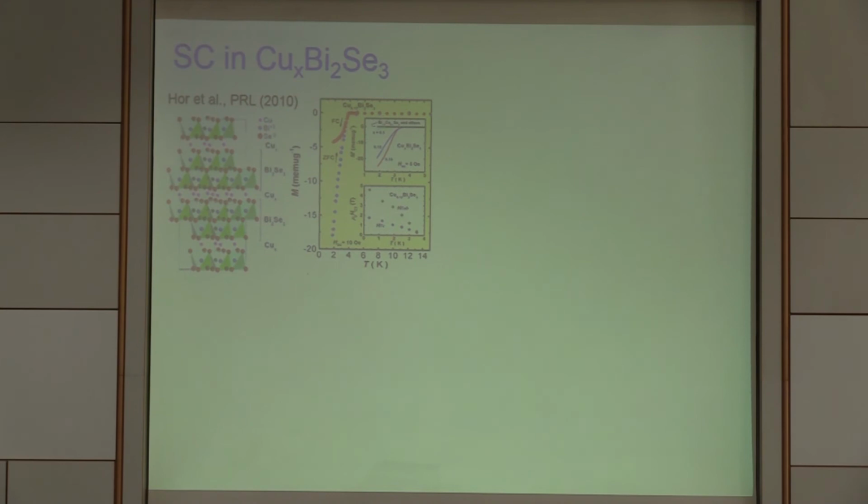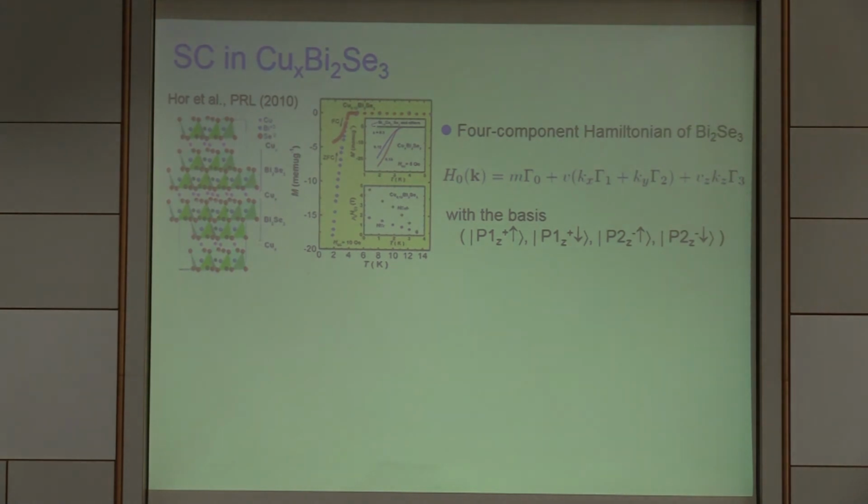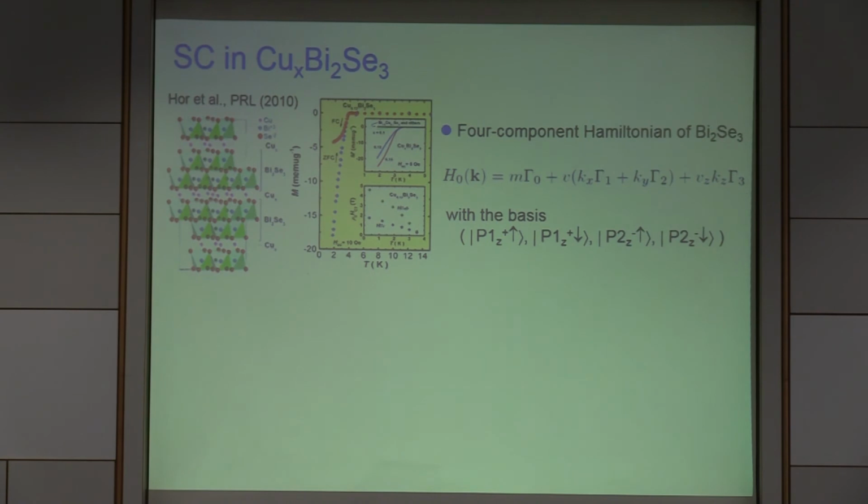And the candidate material to realize such a time reversal invariant 3D topological superconducting state has been copper bismuth selenide. And the reason that this material is a promising candidate is the following. This is a normal state Hamiltonian of bismuth selenide. This Hamiltonian is essentially a gapped 3D Dirac Hamiltonian with the four component basis of wave functions, which comes from the two different selenium orbitals at the top and bottom of a quintuple layer. And the important point is that these two different selenium orbitals have opposite parity.